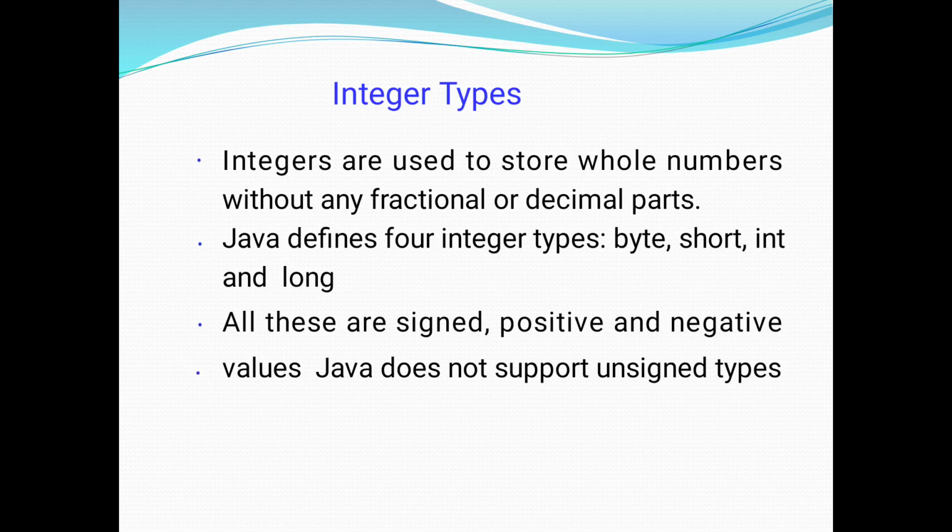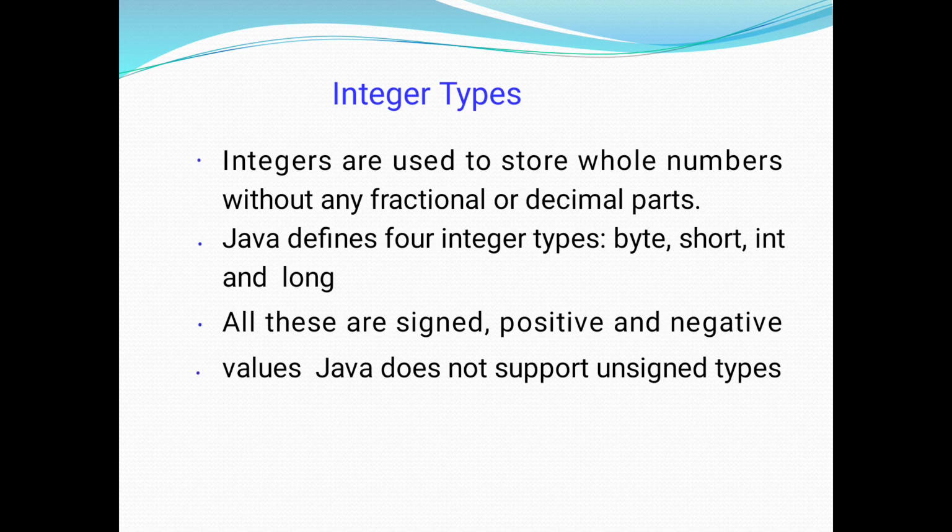Integer and float come under numeric primitive data types. Whole numbers are represented using integer data types. There are 4 integer types: byte, short, int, and long. All these data types are signed, positive and negative, but Java does not support unsigned types. Out of 4, we can see one by one.